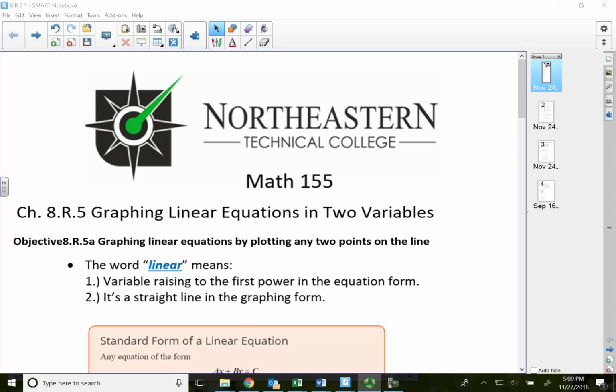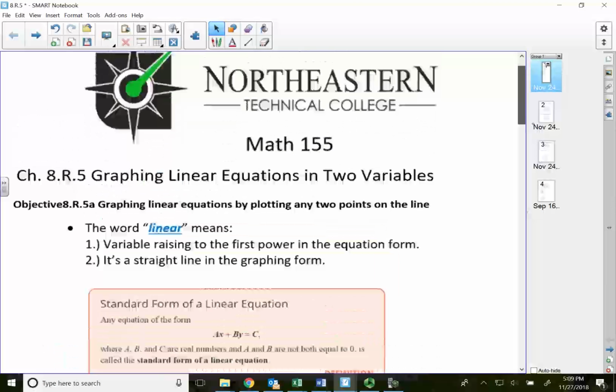Welcome to Math 155, Section 8.5, Integrated Review. So in this lecture video, we're going to take a look at how we can graph the so-called linear equation by plotting any 2 points on the line.